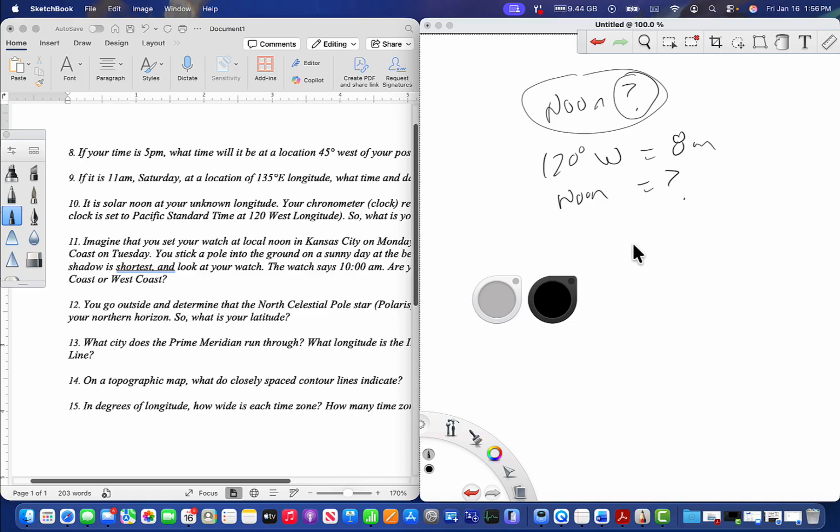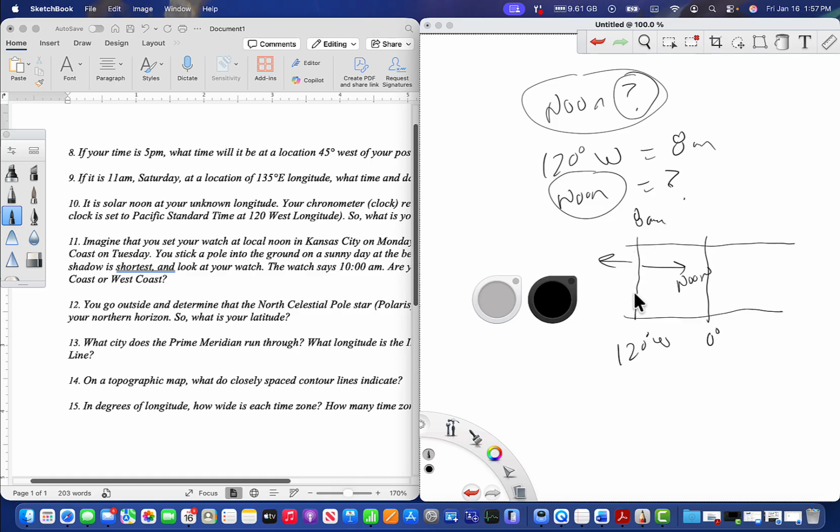So let's draw this picture again. Here's 0, which is the prime meridian. Here's 120 degrees west longitude. We just said that it's 8 a.m. And we know that noon is somewhere on this planet, and we want to know where on the planet noon is. So the first question you ask yourself is, is noon ahead, which is this way, or behind, which is this way, 8 a.m.? Well, we know that noon is ahead of 8 a.m., right? And so the question now becomes, how many hours is noon ahead of 8 a.m.?